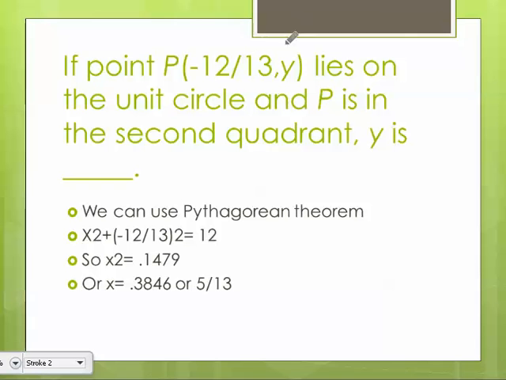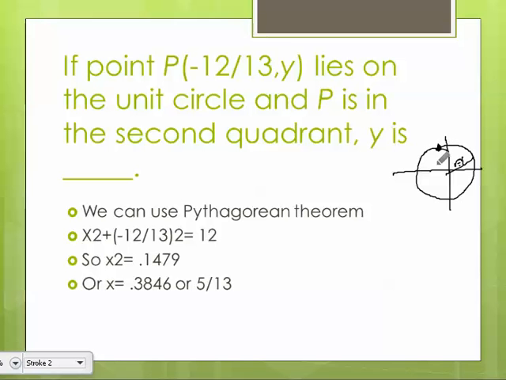Okay. If a point is located at negative 12 over 13, comma y, and that lies on the unit circle, what does that mean? Well, we've got a circle that's got a radius of 1, right? And they're saying that at negative 12 over 13, well, I'm going to throw my little x and y axis in here. Negative 12 would be this direction over 13. 12 13ths, that's not very high up on the circle, is it? Negative 12 over 13, that's almost 1. So it's going to be right out in here.